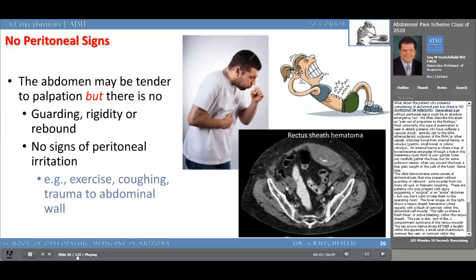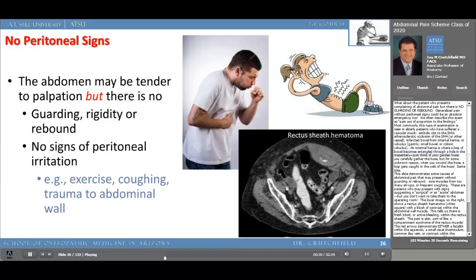For example, embolic clot from atrial fibrillation blocking off the superior mesenteric artery, or atherosclerotic occlusion of the SMA or other vessel resulting in infarcted bowel, or infarcted bowel from an internal hernia, or a volvulus such as a gastric volvulus, volvulus of the small bowel, or a colonic volvulus. An internal hernia is where a loop of bowel becomes entangled through a hole in the mesentery. Just think of your garden hose. You carefully gather the hose, but for some unknown reason, when you unwind the hose, a loop gets caught in the coils of the garden hose.